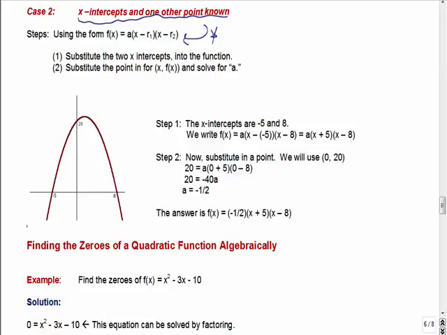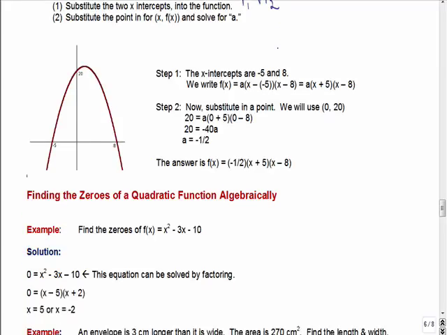So the first step is substitute in the two x-intercepts into the function, and they go in for r1 and r2. Once we do that, we then substitute in the other point for x comma f at x, so in for x and y, and solve for a. So let's take a look at an example.